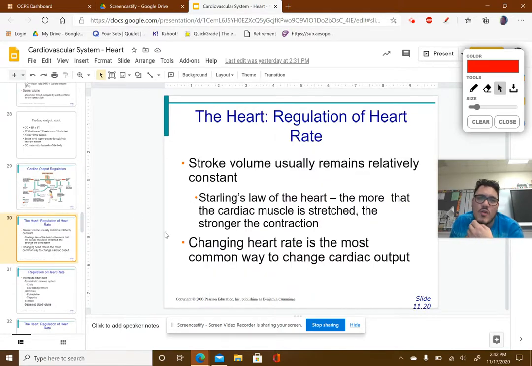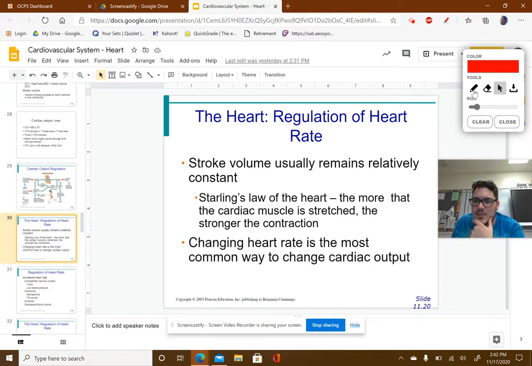Now, in regards to stroke volume and regulating heart rate, stroke volume typically stays constant. It doesn't really change too much. However, heart rate is the thing that can affect cardiac output the most. That makes sense. I have a smartwatch on me right now. If I were to check my heart rate right now, it says it's at 70 beats per minute. If I were to check my heart rate in 2 minutes, it's going to be different. It's always fluctuating. That's the point.